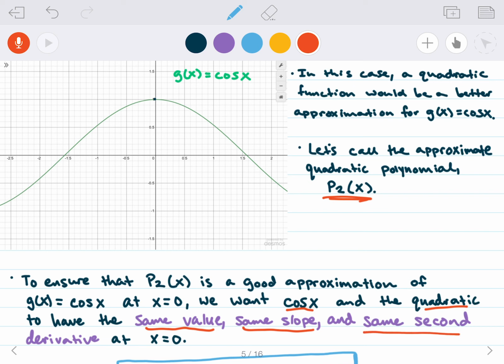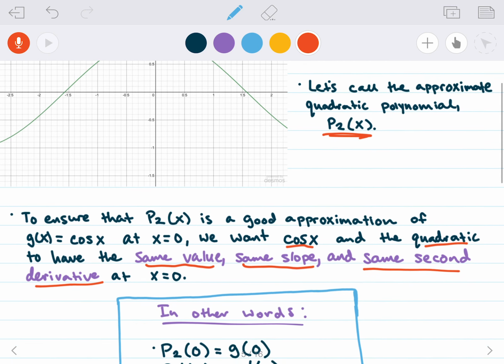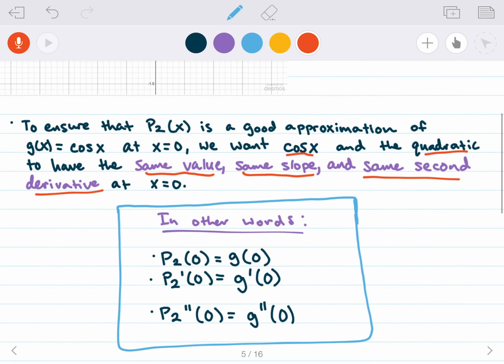And so we want the same second derivative as well. Okay, so we want all three of these things, and this is how we're going to figure this out. So first of all, this is saying the first thing we want: when we plug in 0 for the quadratic, we want that to have the same output as when we plug in 0 into cosine of x.